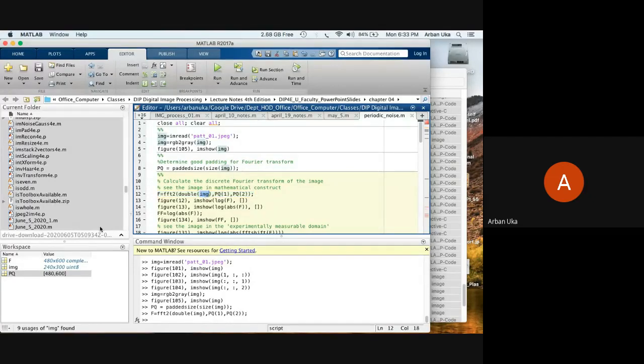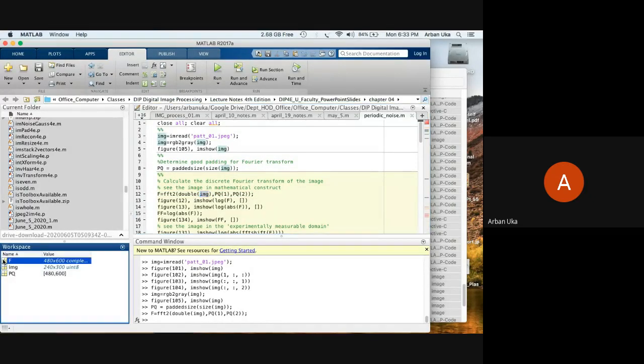What we notice here is that the Fourier transform f, which we can see down here in the workspace, is 4 times larger in dimensions with respect to the image, because each axis is multiplied by 2: 240 times 2 is 480, 300 times 2 is 600. So we got the Fourier transform of this image.